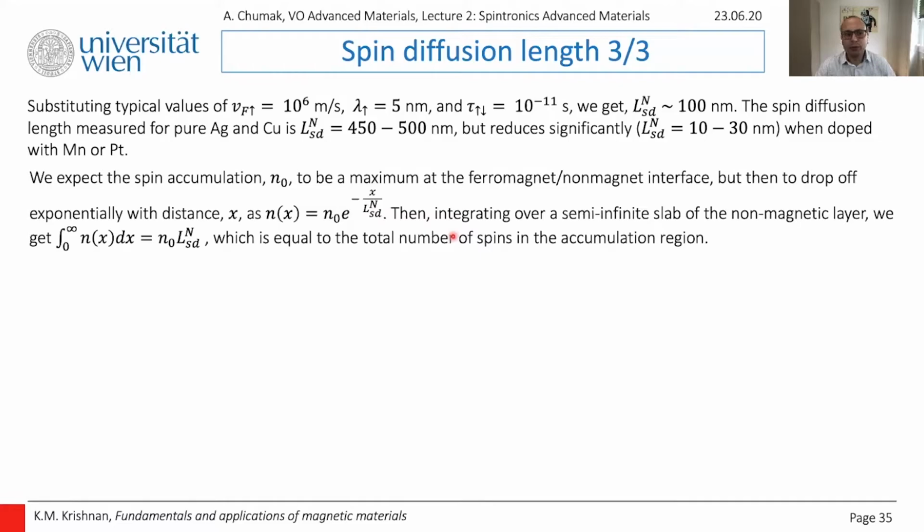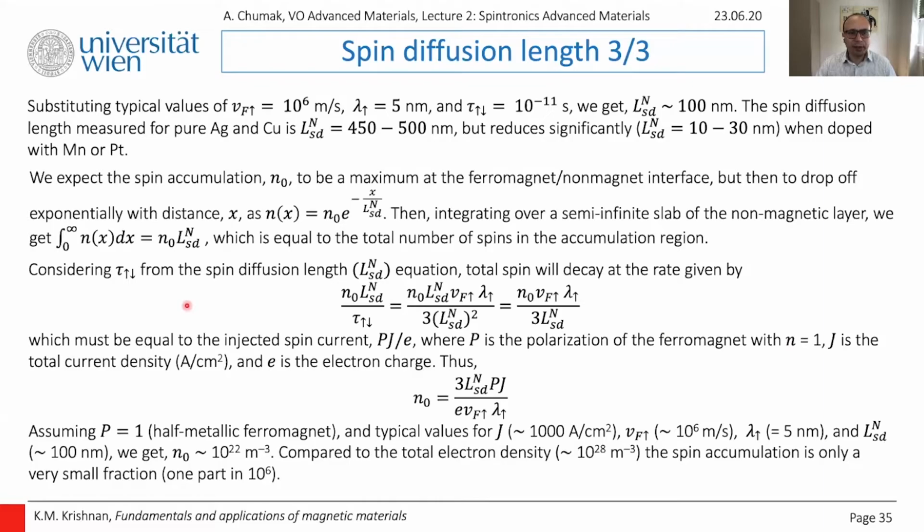So what you need to do afterwards is integrate over this semi-infinite slab of the non-magnetic layer, like that. From 0, which is our interface, to infinity, we are integrating, and we say that this is n0 L_sd. It is equal to the total number of spins in the accumulation region. So n0 we can name simply the spin accumulation.